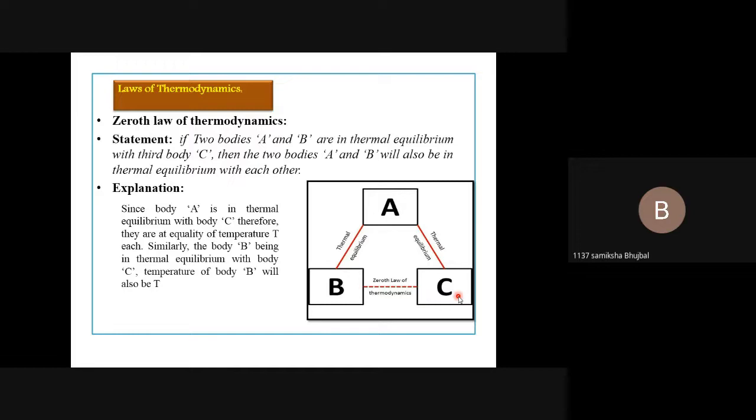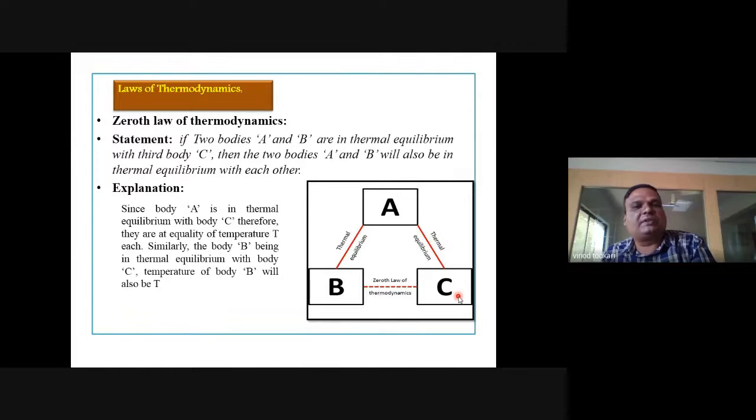If two bodies A and B are in thermal equilibrium with a third body C, then the two bodies A and B will also be in thermal equilibrium with each other. Yes, very good. So it is very simple.